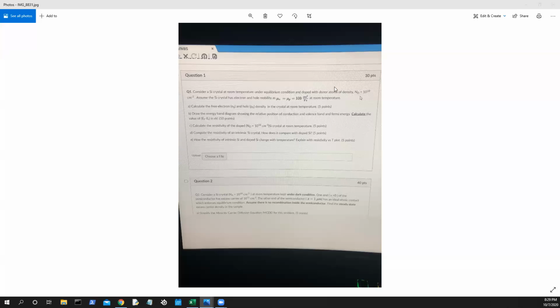So that's the full question 1. Are there any questions on anything part of question 1? Just to recap, so for the graphing, basically it just decreases as temperature goes up.